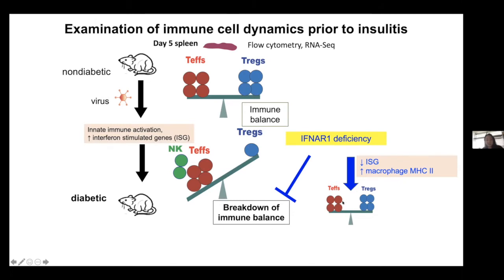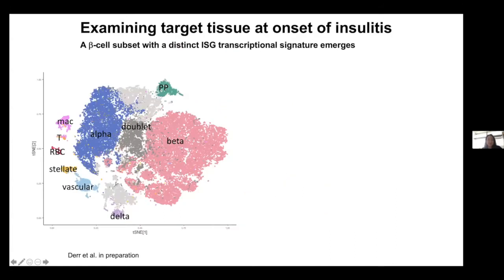And appropriately, we see a decrease in interferon stimulated genes. We also see an increase in macrophage MHC2 expression. So this is an example of what we can learn from the rat model. And then more recently, we have been focusing on examining the pancreas in the event of the pre-diabetic time course.